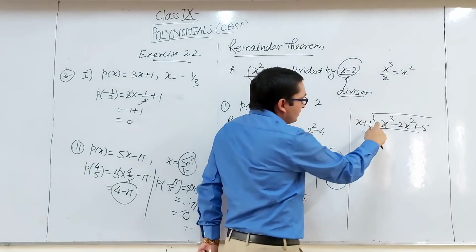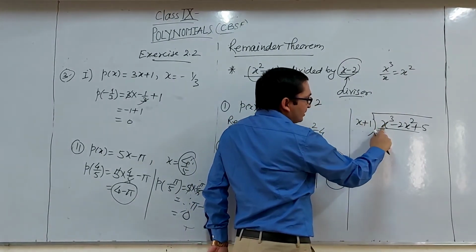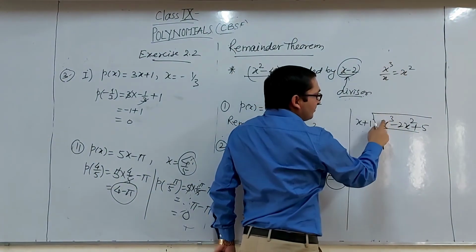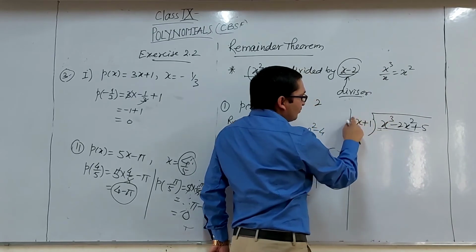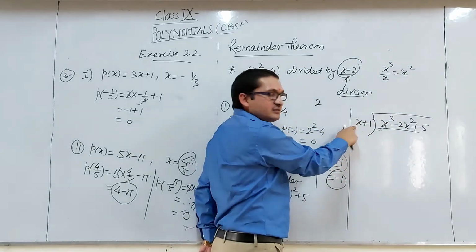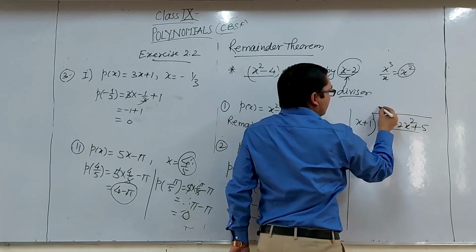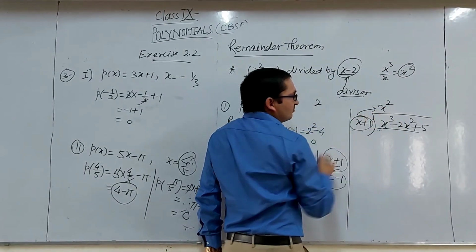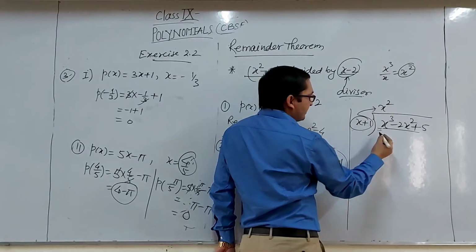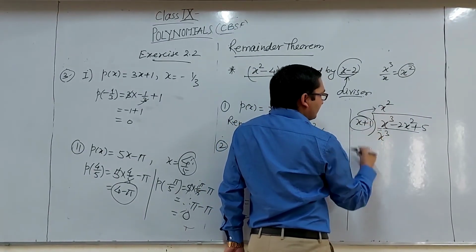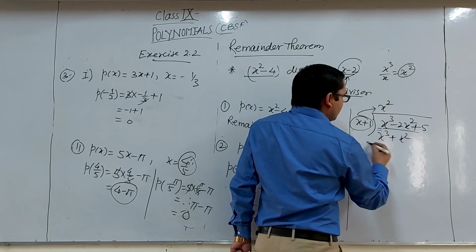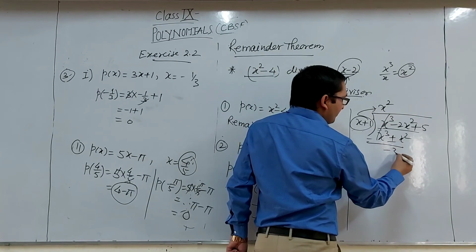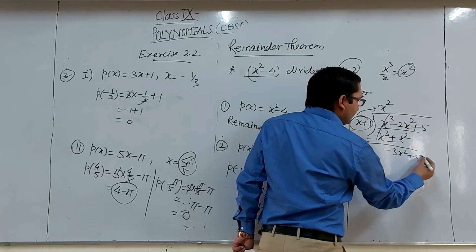Look here. This is the dividend and this is the divisor. Take the highest power value of the dividend, x cube, and the highest power value in the divisor, x. Divided, how much are you getting? x square. Write it down. Now multiply this divisor with this quotient. x square into x is x cube, x square into 1 is plus x square. Now we subtract, x cube gets cancelled. Minus 2 minus 1, minus 3x square plus 5.